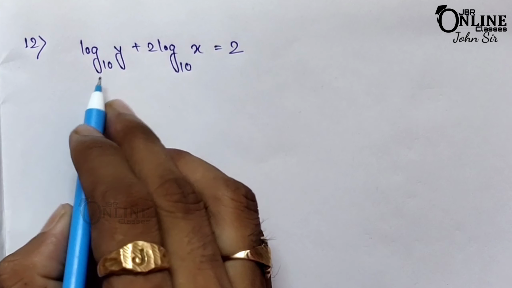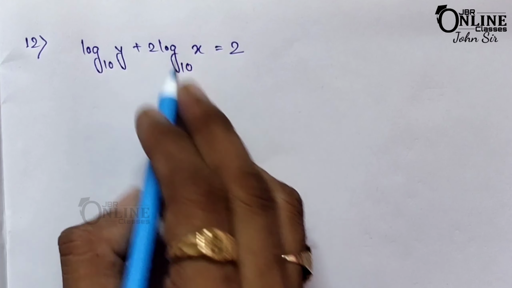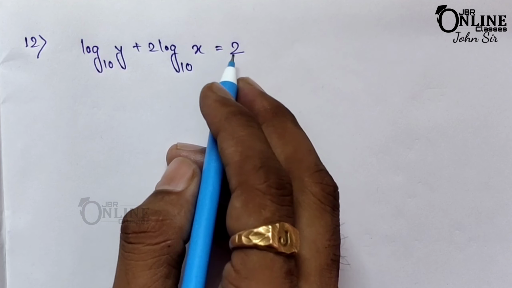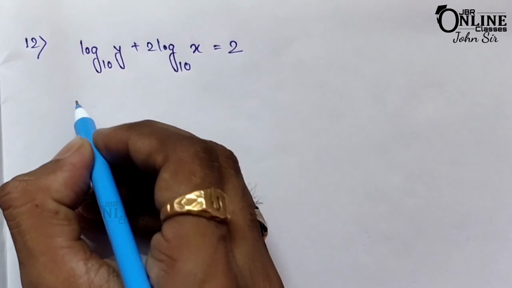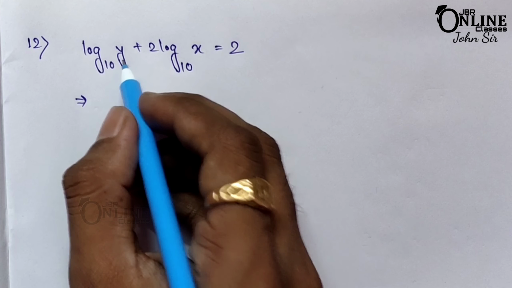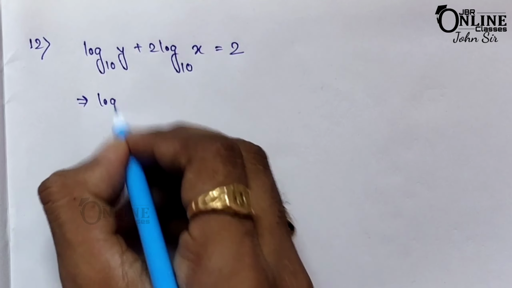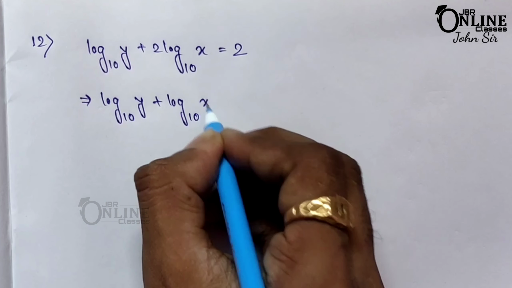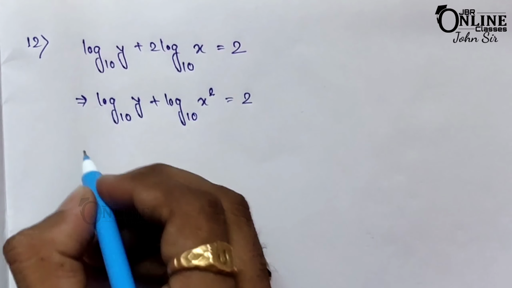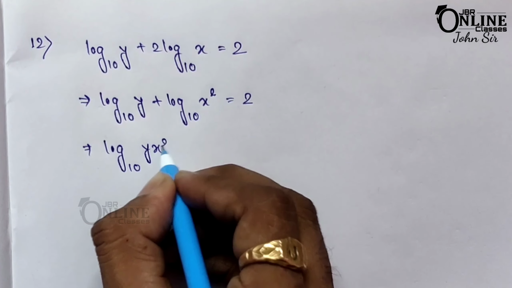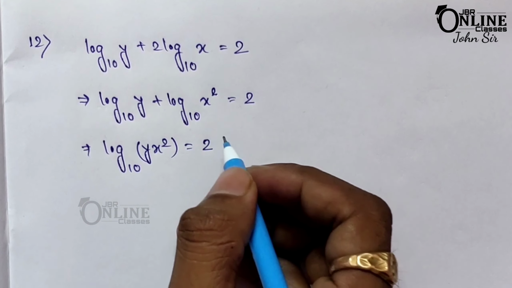Next, sum number 12. Log 10y plus 2 log 10x equals 2. Now here express y in terms of x. So here first one log 10y. Okay, and 2 log 10x, that means this one equals log 10x square, that equals 2. So that will be log 10y x square, that equals 2.